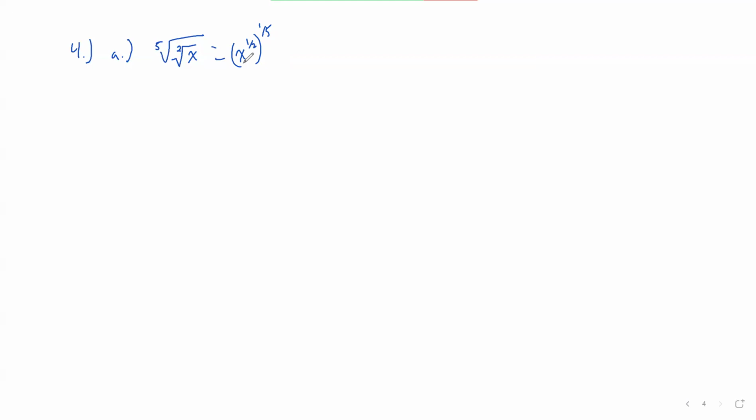And what do we do with powers? We just multiply them. So what's 1/2 times 1/5? 1/10, which is just 1 times 1, 2 times 5. Now, it wanted the answer as a radical. So now turn this back into a radical. Correct.